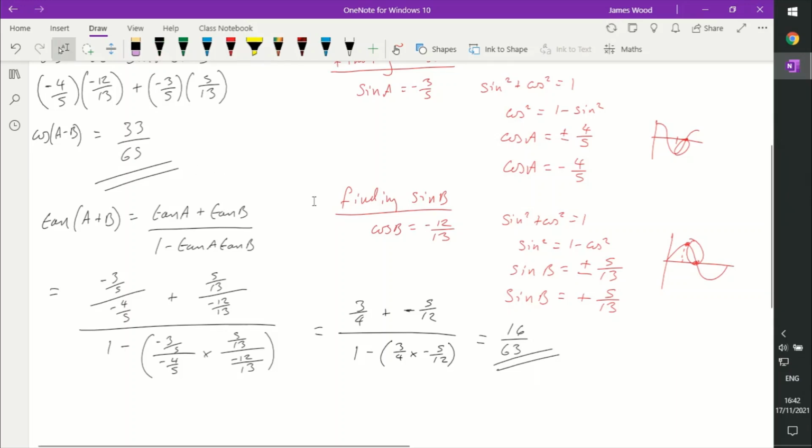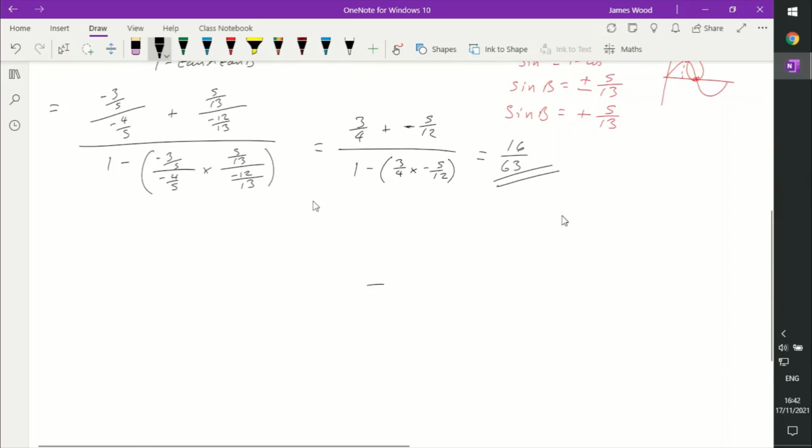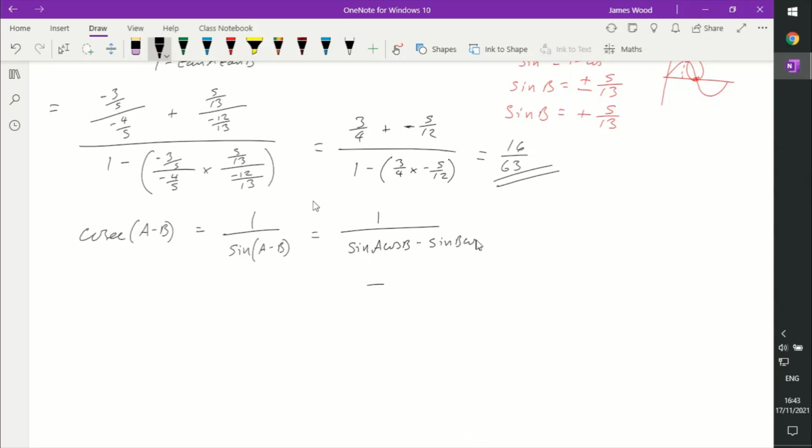Now, the last one that I need to work out was cosec A minus B. Now remember cosec, this is 1 over sine. So this is 1 over sine A minus B. So that is 1 over sine A cos B minus sine B cos A. And I can just fill in my values that I had before.